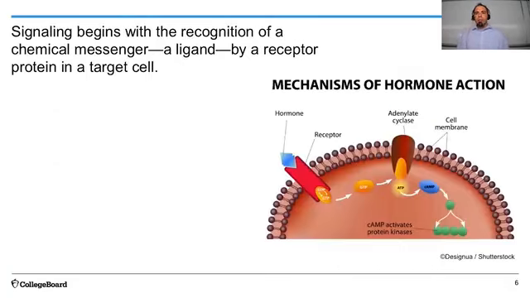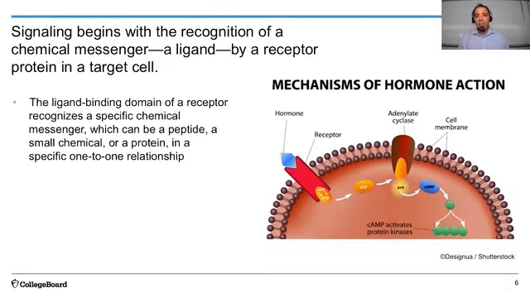So let's talk about signaling. So signaling begins with the recognition of a chemical messenger, a ligand, by a receptor protein and target cell. If you look at my image here in a second, you're going to see where I focus in on the ligand.